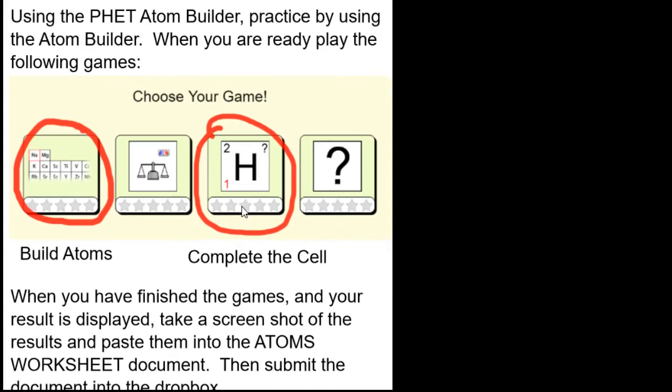Now it's your turn. Show me what you know. Go to the PhET Atom Builder, which you can find the link to in the D2L course. Practice by using the Atom Builder, making atoms based off of the element cells. Then when you're ready, you can play the following 2 games. When you choose a game, there will be 4 options. We're just going to play the first and third one. The first one is building the atom based off of the information that's given. The second one is building the element cells from the Bohr diagram.